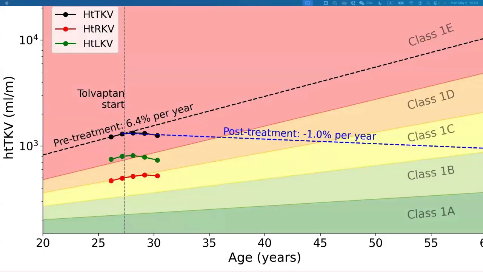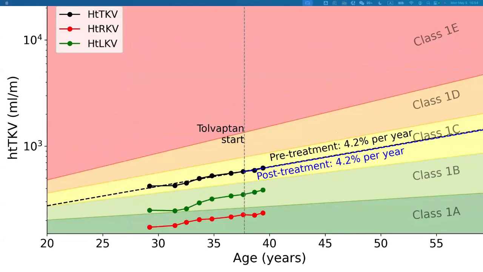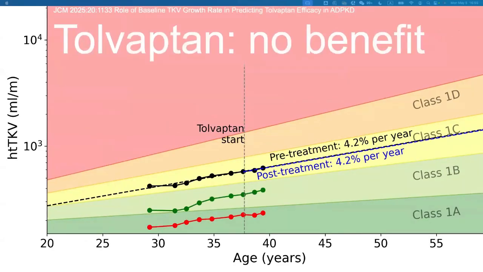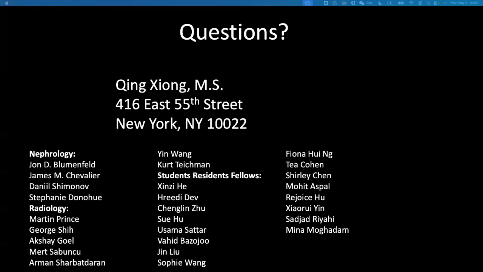Here is another example that the tolvaptan is working. And here is an example that the tolvaptan has no benefit on this patient. We just published this paper in JCM recently. If you are interested in that, definitely check it out. Yeah, thanks. And open to any questions.